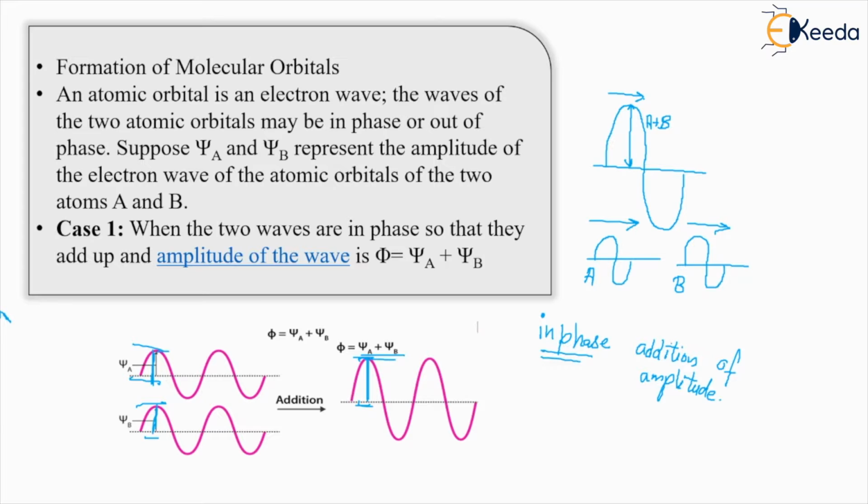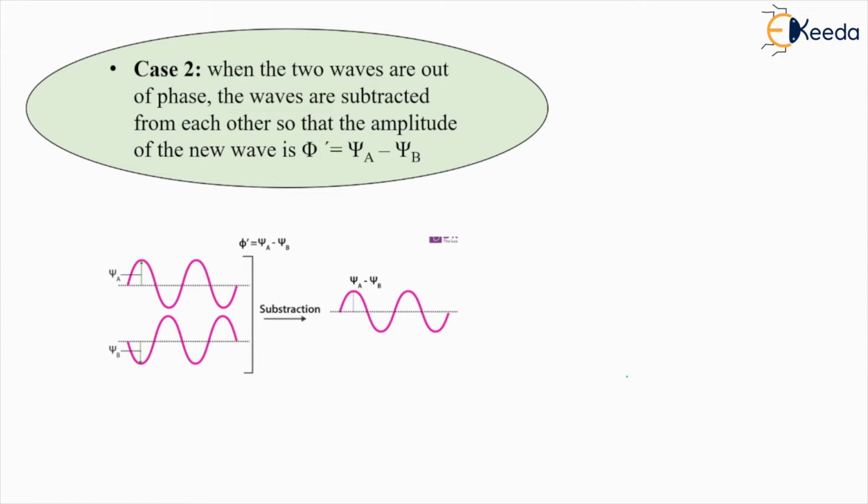This is the first case wherein the two waves are in phase. The important word over here is in phase. The waves have to be in phase. If the waves are not in phase, then they will not add up. Case 2, when both the waves are out of phase, then we'll have to subtract. Again, let me make two waves over here. I have wave A going in a particular direction. I have wave B.